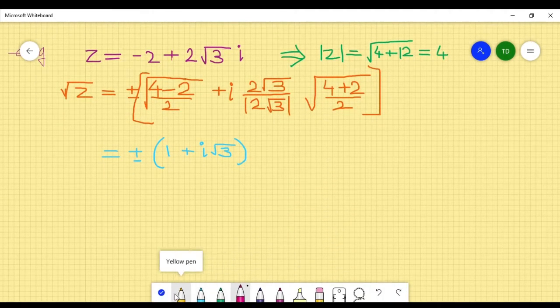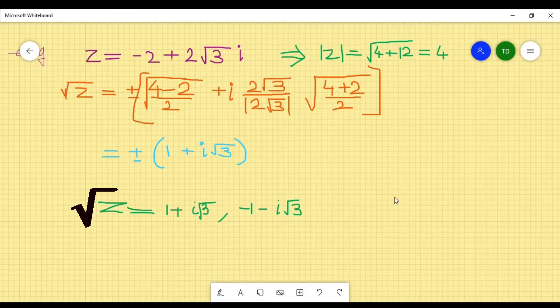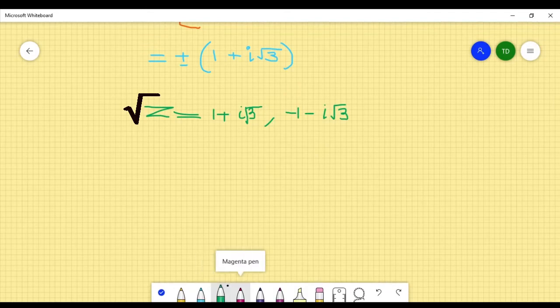So these are the two roots. The roots we got are 1 plus I root 3, and another root is 1 minus I root 3 with the opposite sign. These are the two roots of this particular given complex number. Now let us practice one more so that this will be more clear to us.